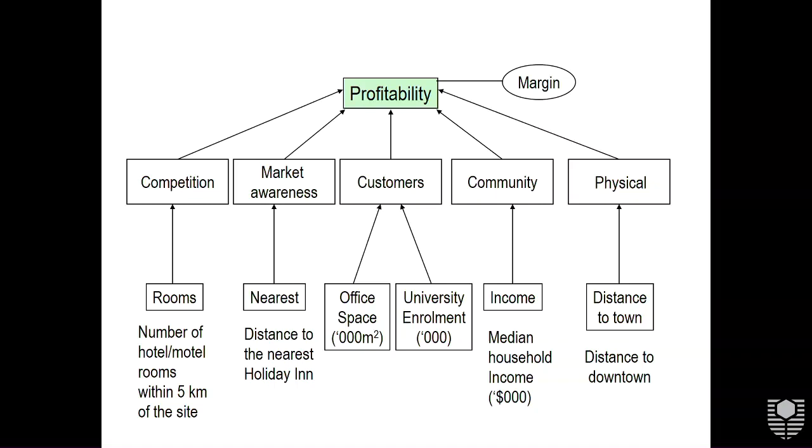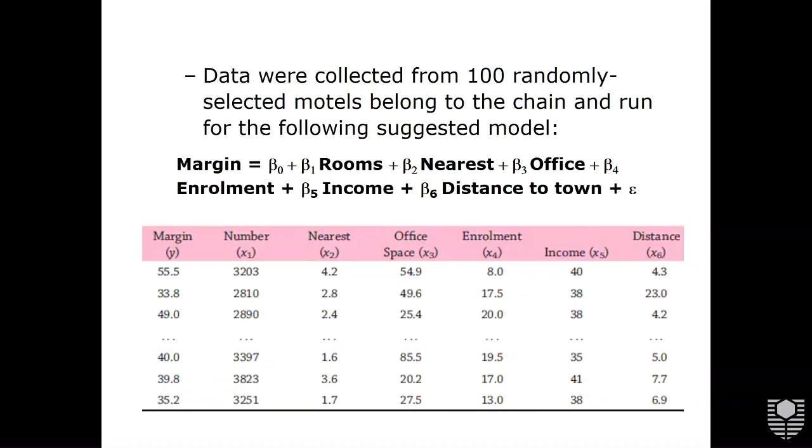So also university enrollment, so the number of foreign students who are enrolled in the university, also measured in 1,000. So community income, the median household income, also measured in 1,000. Distance to town, downtown, or distance to the city center. So all these variables will accurately determine the amount of profitability or margin for the targeted motel. So that's our data, guys.